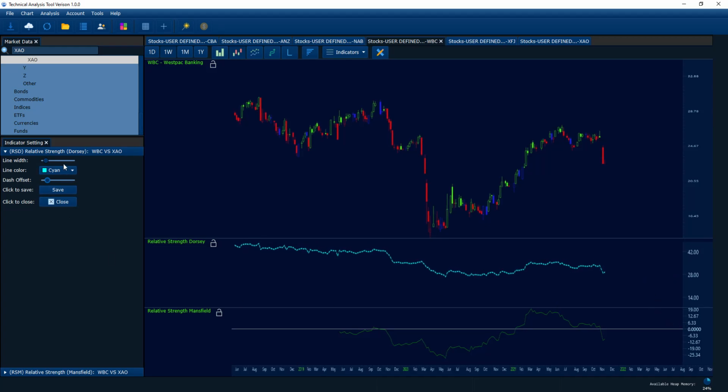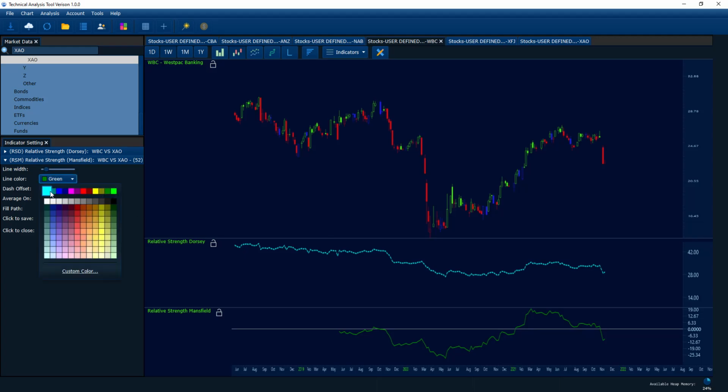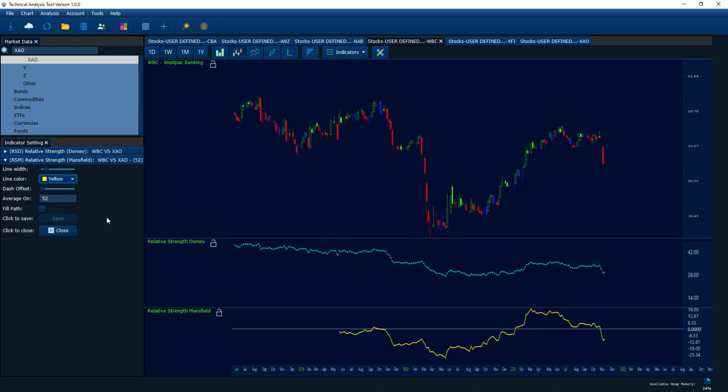As you can see, for the second one, if you want to configure the RSM, you have the line width you can configure as well, and also we have an option to specify the line color, and the next one is the offset. That's the same thing. And there's one more, which is the average on.